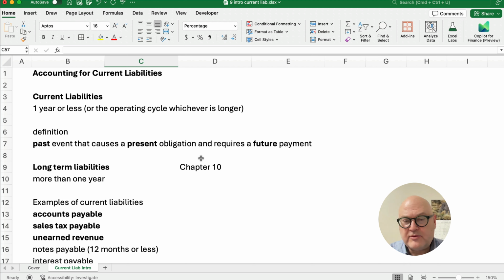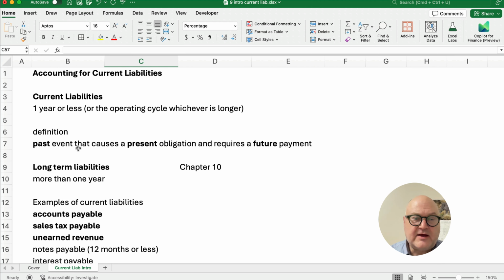We're working our way through the financial accounting course, and so we've already done assets like cash and inventory and receivables. Now we're to current liabilities or payables. Now, current liabilities, the definition is 1 year or less. Now there's an exception. If the operating cycle is longer, then we use the operating cycle.